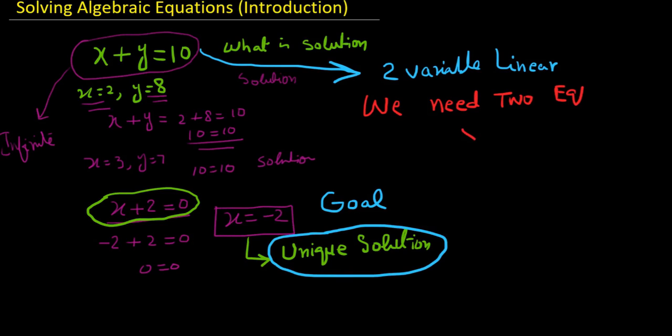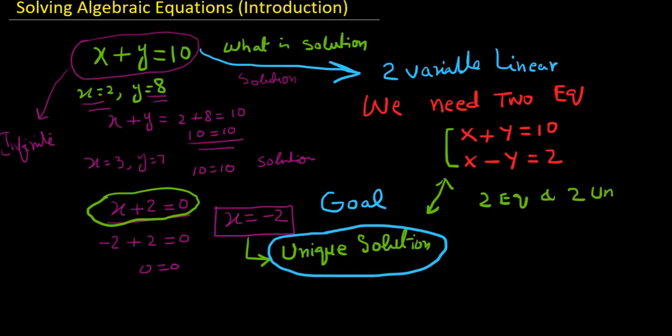If, say, we have one equation, x plus y equals 10, and we have another equation which says x minus y equals 2, now we can find a unique solution. Now we have two equations and two unknowns. So when the number of equations and the number of unknowns are the same, then we should be able to find a unique solution. Otherwise, there would be infinite solutions if we have only one equation and two variables.